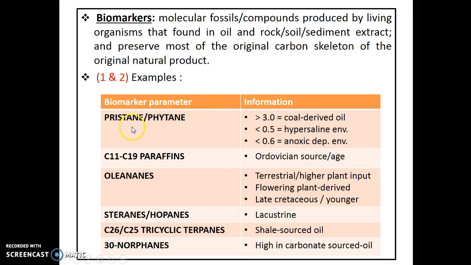And for example, if you find the ratio of pristane and phytane, okay, with more than 3.0, it suggests that the origin of your oil or your source rock is from coal derived oil. Less than that probably is from hypersaline environment. Less than 0.6, your source rock or your oil indicates an anoxic environment of deposition. Anoxic here stands for the dissolved oxygen in water being less than 0.1 milligram per liter.